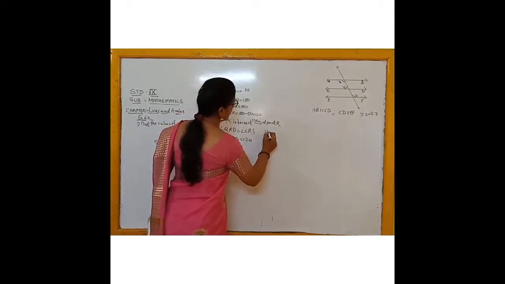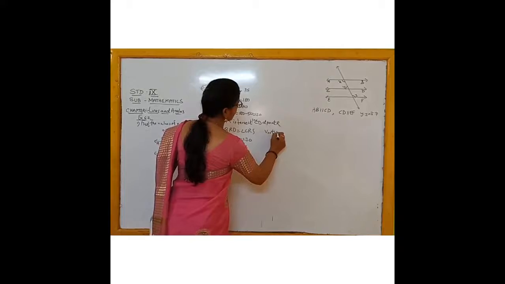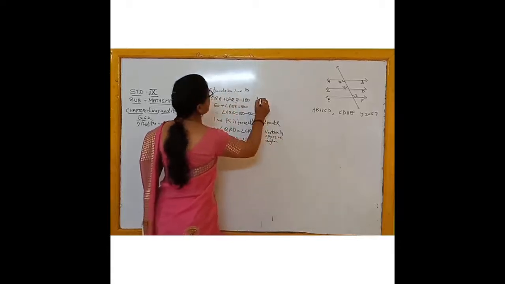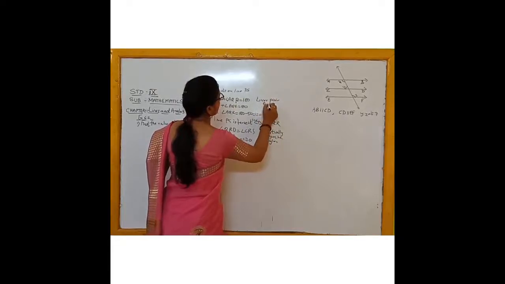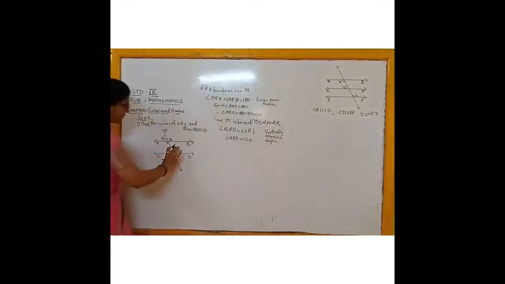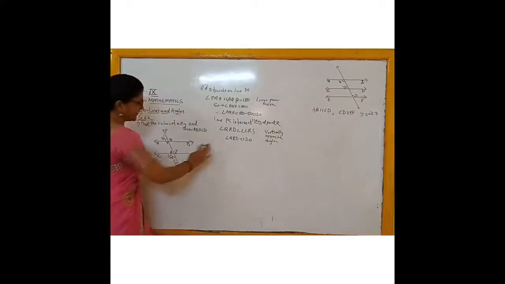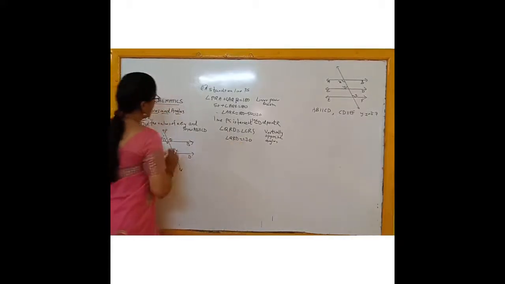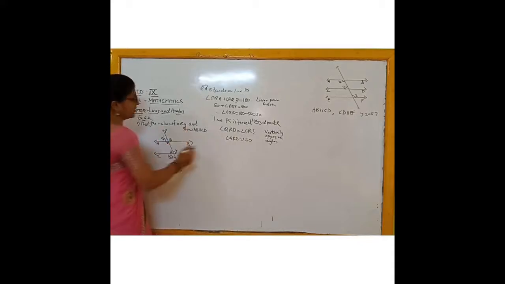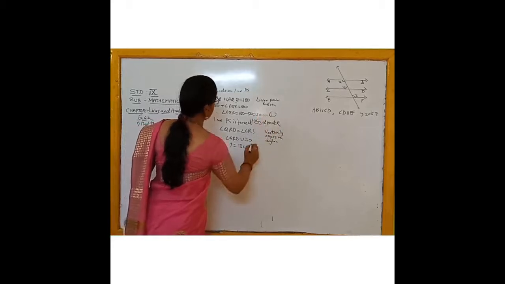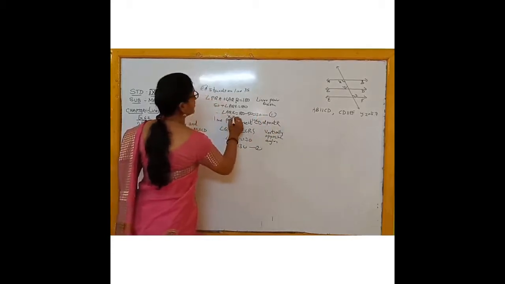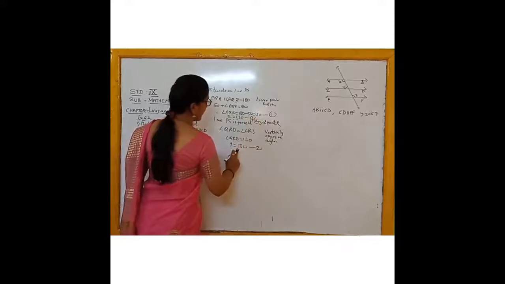What is the reason for this? This is vertically opposite angles. And this is a linear pair. So these two are vertically opposite angles. So angle QRD is equal to 130. So in this way, QRD means y. Therefore y is equal to 130. So this is the first part. This is the second part. x is equal to 130. y is equal to 130.